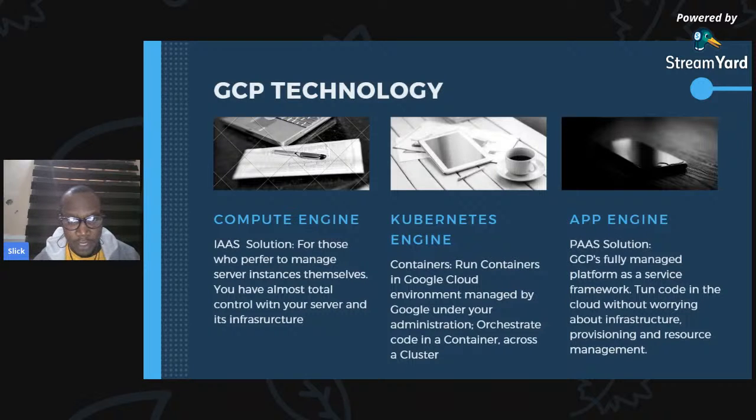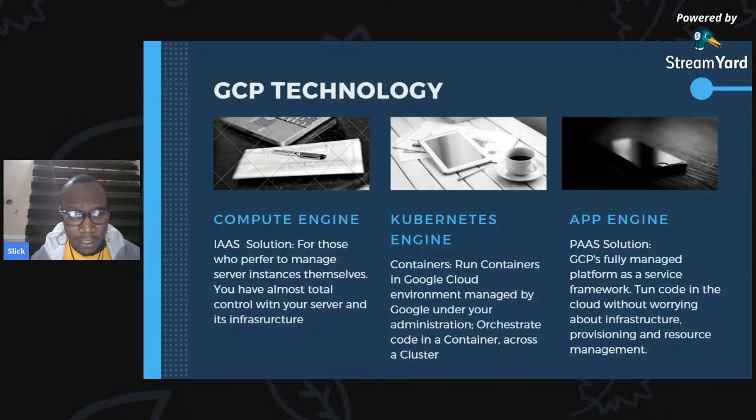Then we have App Engine. App Engine is a platform as a service solution. GCP's App Engine is a fully managed platform as a service framework. You just have to ship your code into the cloud without worrying about the infrastructure, provisioning, and resource management. You just want to put your code in the cloud, and you don't want to bother about the storage, the servers, everything. Google will do that for you. You just deploy your apps regardless of what language you want to use, Python, Node.js, React, whatever JavaScript framework, and Google manages the infrastructure for you and your code running. You don't need to bother about provisioning and resource management. Google does that for you, and it's quite amazing.